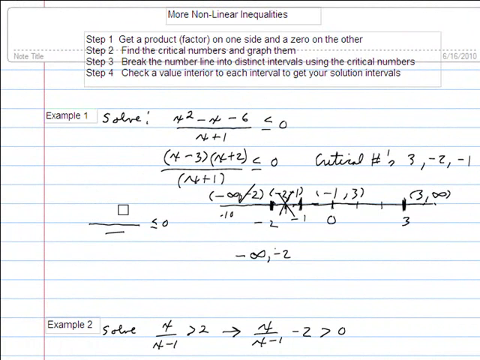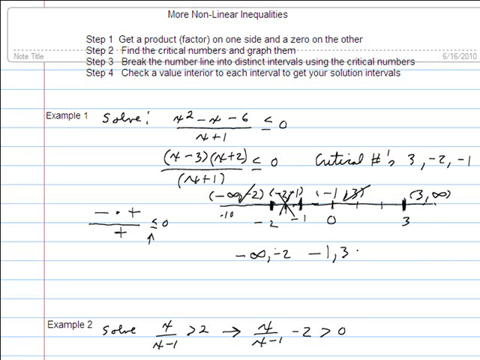Let's try the third interval. Since the third interval goes from negative 1 to 3, 0 is in there. Now when you plug in x equals 0, that's really great. 0 minus 3 is negative 3, which is negative. 0 plus 2 is positive 2, which is positive. 0 plus 1 is positive 1, which is positive. So I have one single negative. An odd number of negatives makes it negative, and it's supposed to be negative, so there's a second solution interval, negative 1 to 3. And the final interval is 3 to infinity.